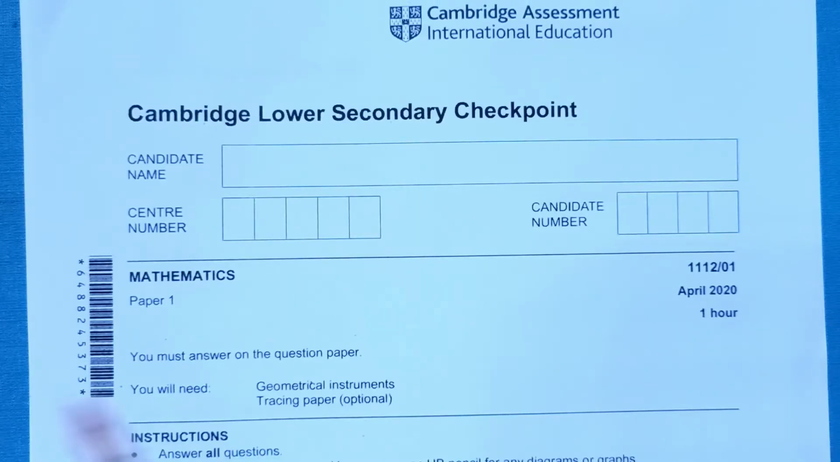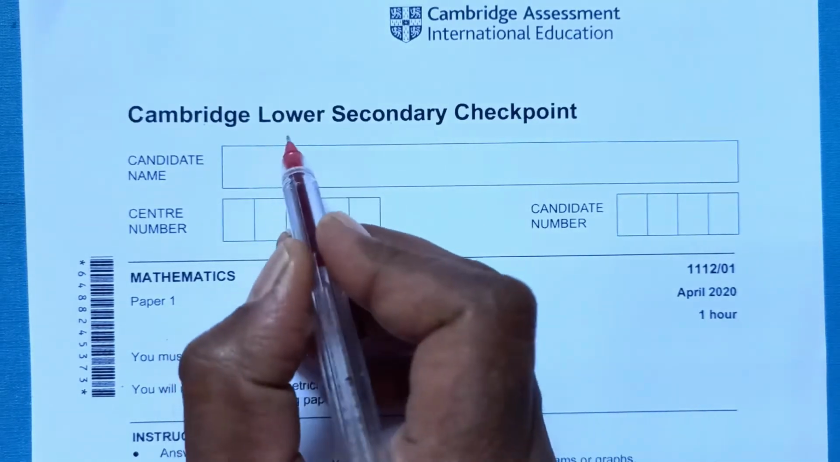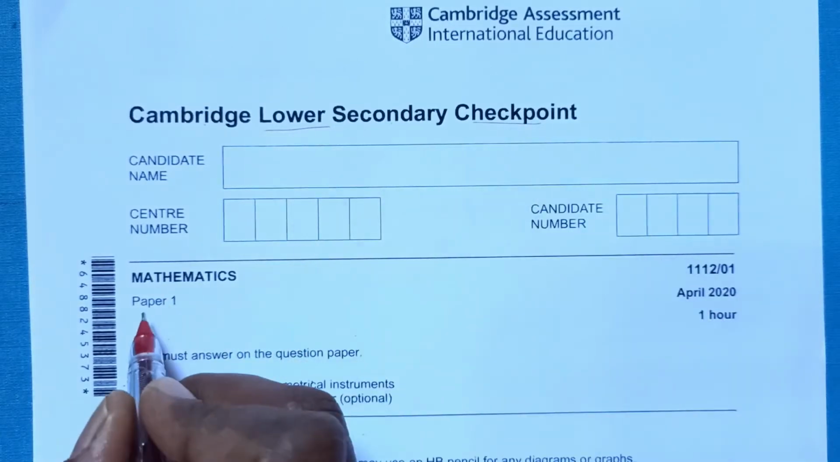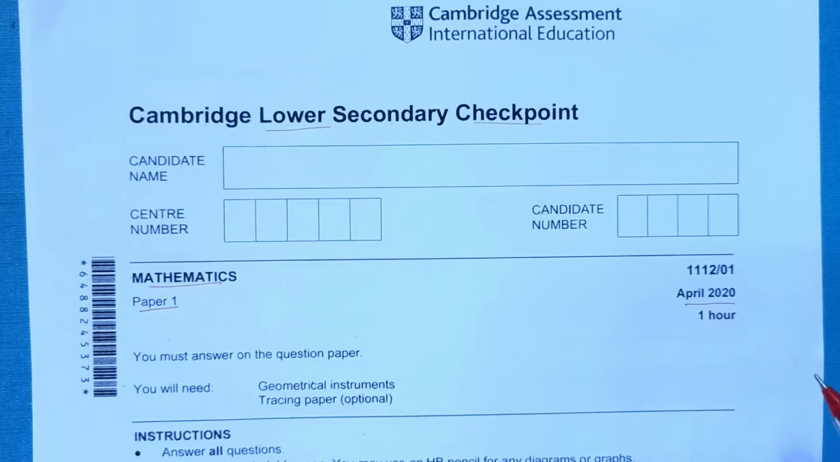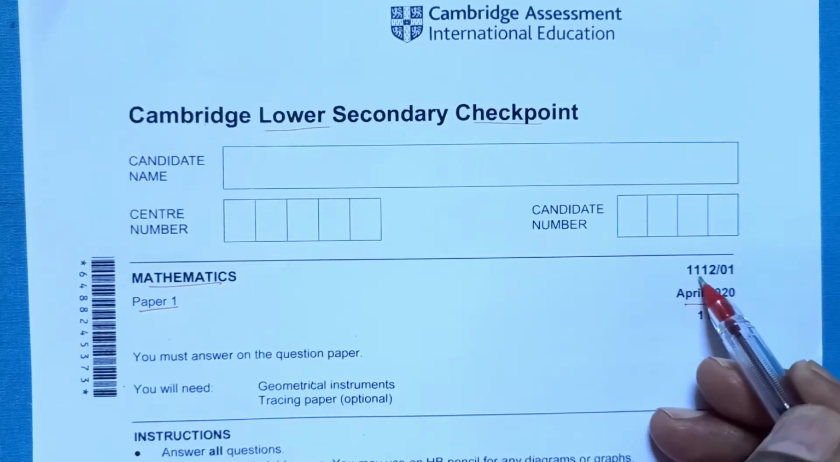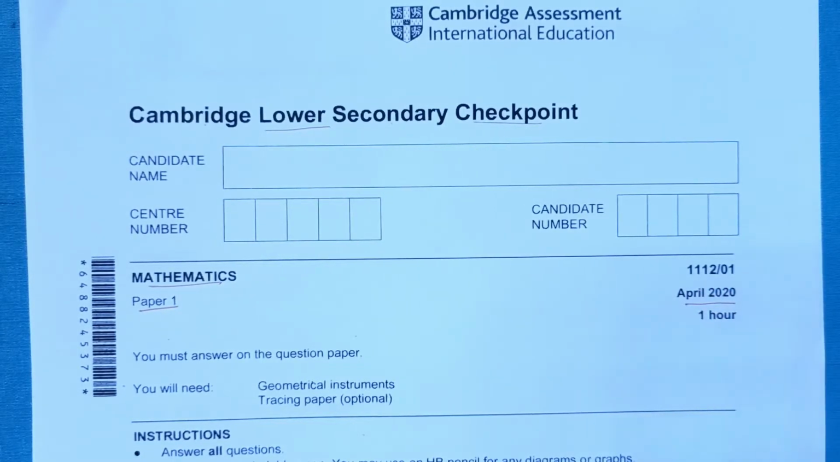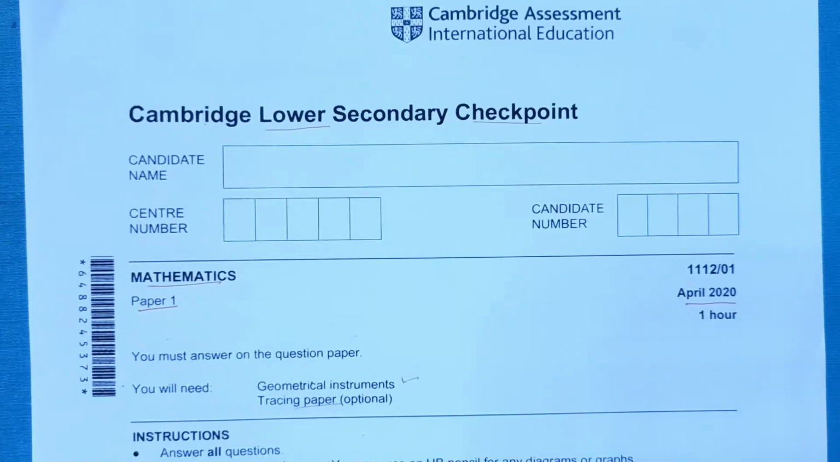Hello everyone, let's do today Lower Secondary Checkpoint Mathematics Paper 1, April 2020. Code 111201. So this is Paper 1. We cannot use a calculator in that. What we can use: geometrical instruments and tracing paper.